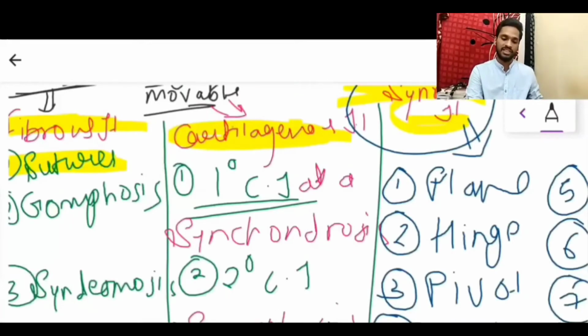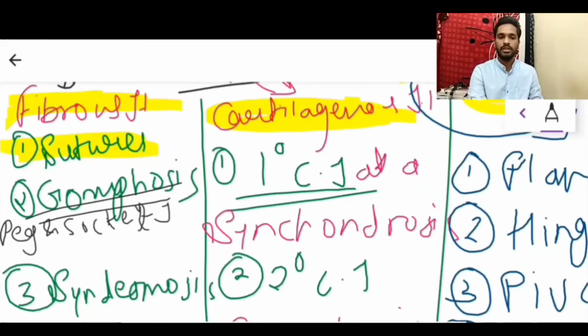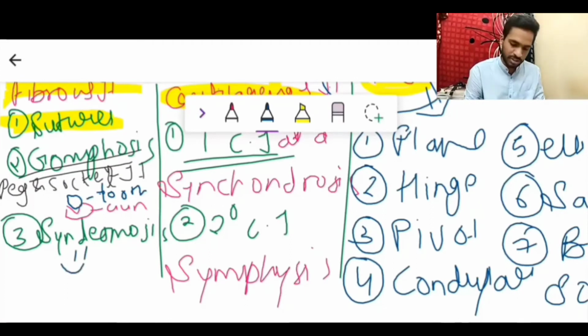Make sure you don't make the mistake in the names: synchondrosis, shin dialysis, syndesmosis, and symphysis. Synchondrosis and symphysis are cartilaginous joints, primary and secondary. Now talking about gomphosis, it is also known as peg and socket joint. It is the joint between the gum and the tooth.